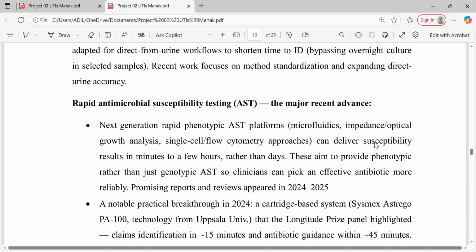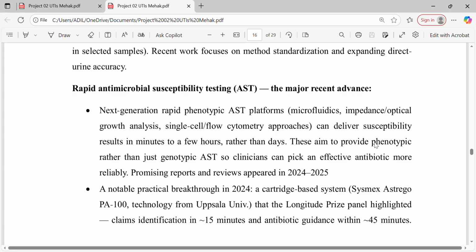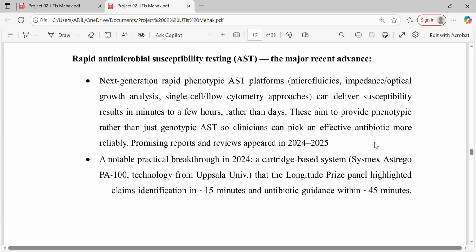Rapid antimicrobial susceptibility testing, AST, is the major recent advance. Next-generation rapid phenotypic AST platforms, microfluidics, impedance, optical growth analysis, and single-cell flow cytometry approaches, can deliver susceptibility results in minutes to a few hours rather than days. These aim to provide phenotypic rather than just genotypic AST, so clinicians can pick an effective antibiotic more reliably. Promising reports and reviews appeared in 2024 to 2025.